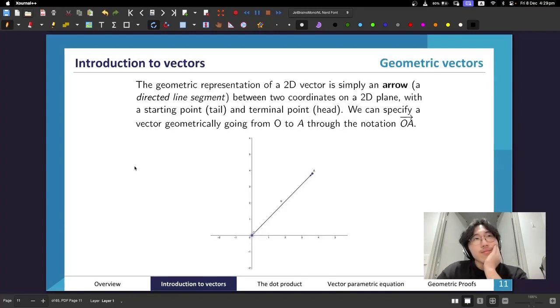All right. So the geometric representation of a 2D vector is simply an arrow, which is a direct line segment between 2 coordinates on a 2D plane of a starting point, which is the tail, and a terminal point, which is the head. We can specify a vector geometrically going from O to A with the notation OA. So to recap, the starting point is the point on a vector without an arrow. So that's our starting point, and then the terminal point, which is where our vector terminates, that will have an arrow. And that is how we represent a vector geometrically.